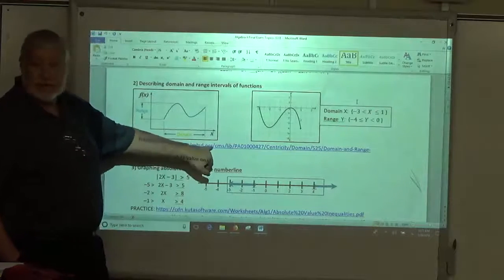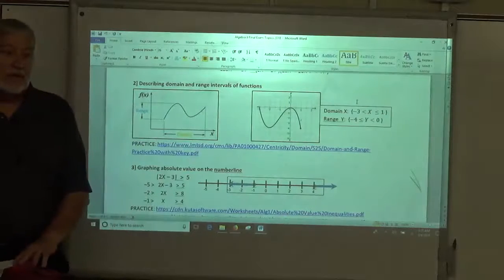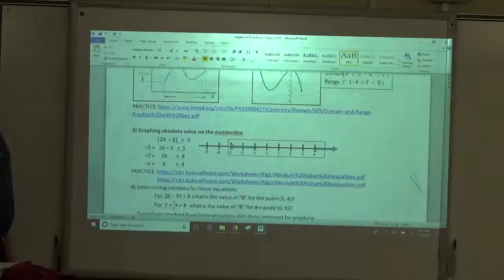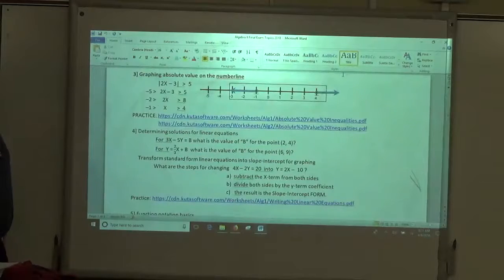Okay, and then these things are for practice if you haven't already looked at those. Okay, now, graph the absolute value on a number line.